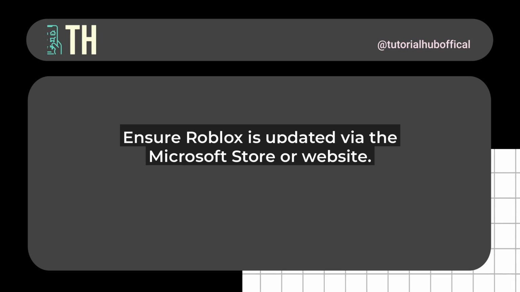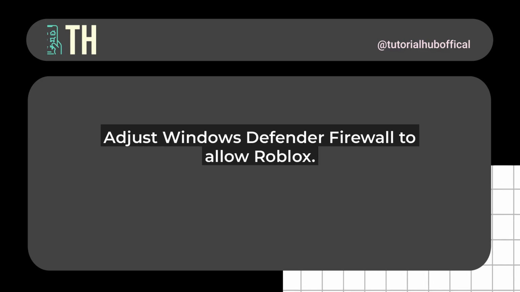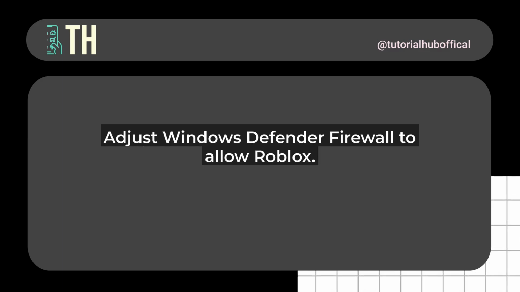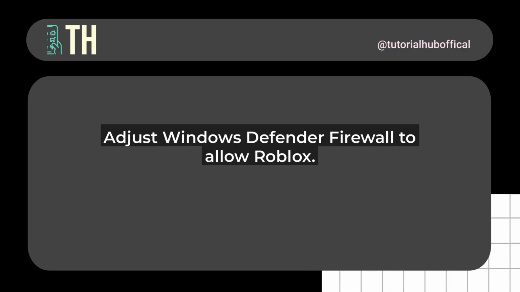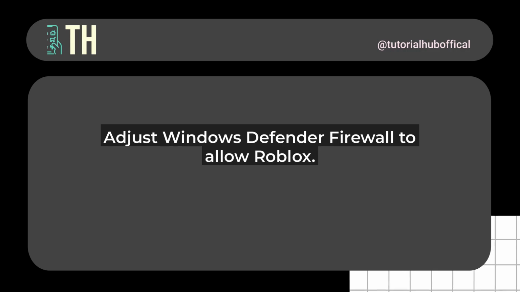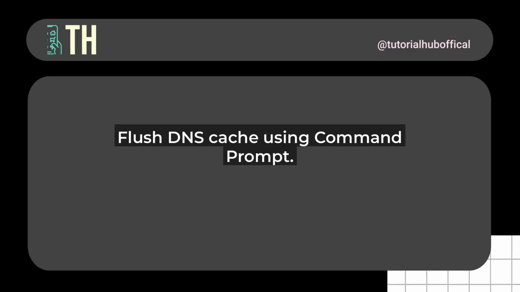Now, let's deal with potential blocks. Firewalls can be overprotective, so go to Windows Defender Firewall in your control panel. Add Roblox as an allowed app by clicking Allow an app through Firewall, and selecting Roblox from the list. If you have third-party antivirus software, temporarily disable it and see if that resolves the issue, but remember to turn it back on afterward for security.